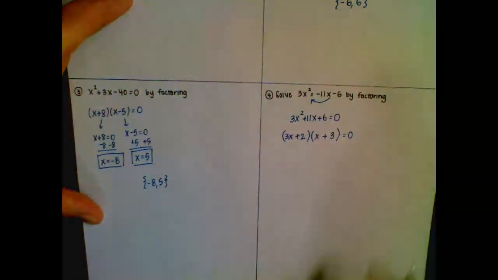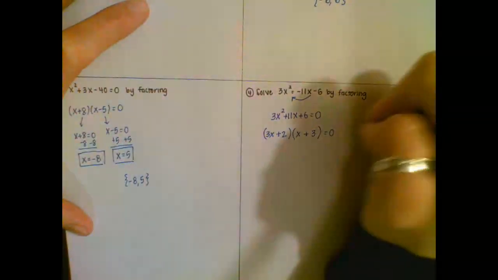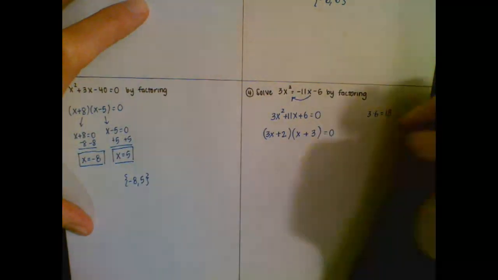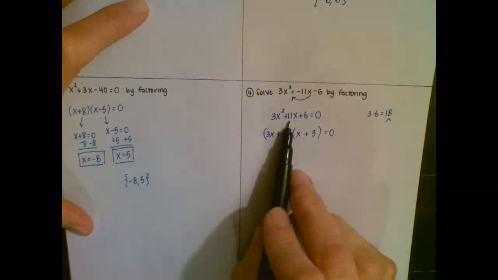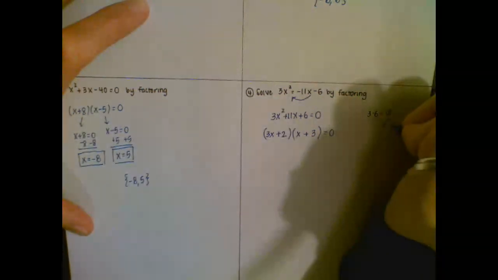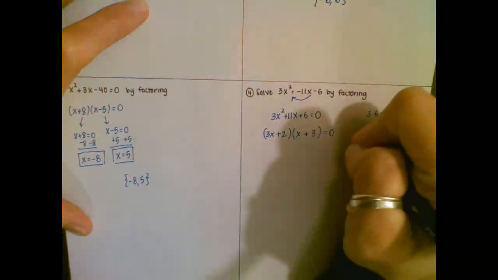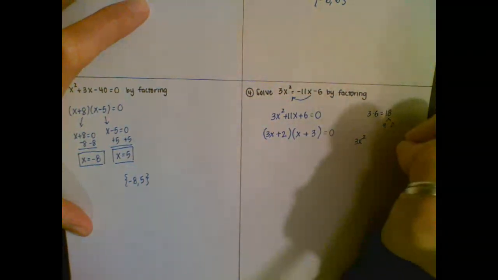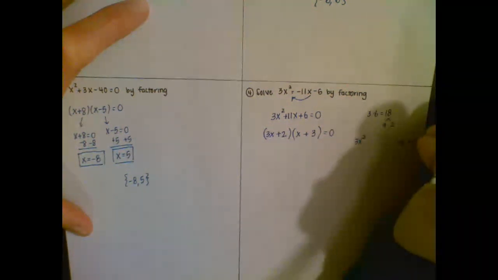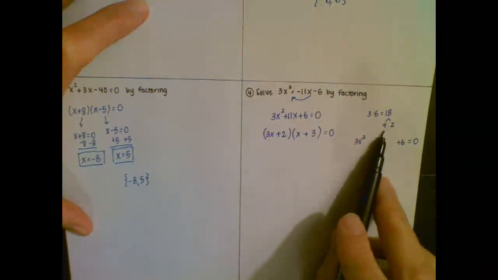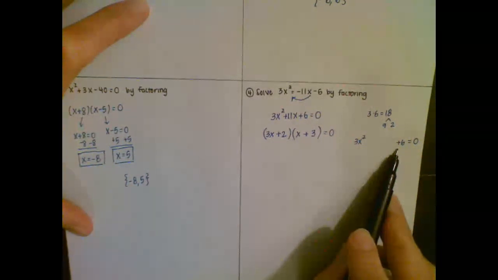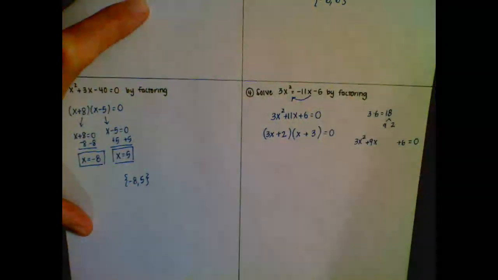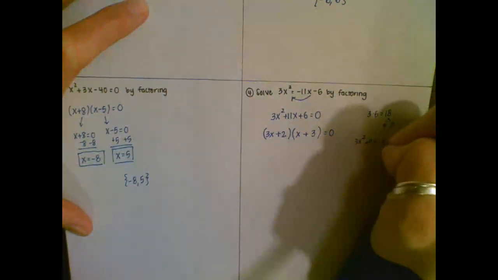If you wanted to do the factor by grouping method, that would mean that you would want to multiply the a times the c, which will give us 18. Factors of 18 that would add to 11 would be positive 9 and positive 2. If we do the factoring by grouping, bring down the 3x squared, bring down the plus 6, and we'd want to group these two terms accordingly with the numbers that would have a common factor. So I'll group the plus 9x over here, and I'll group the plus 2x over here.